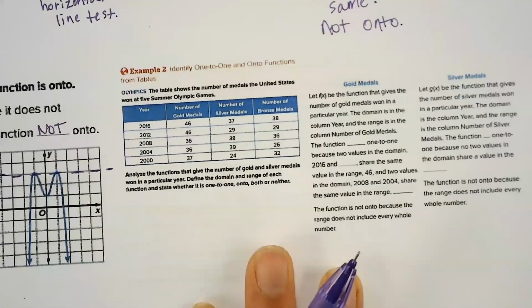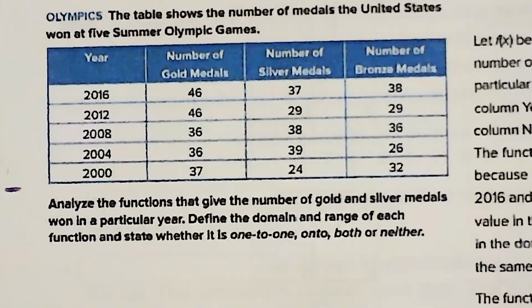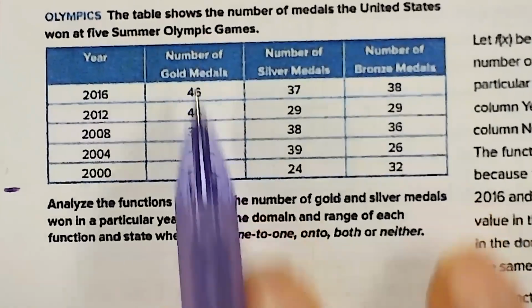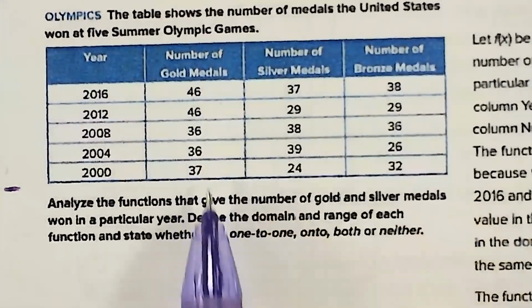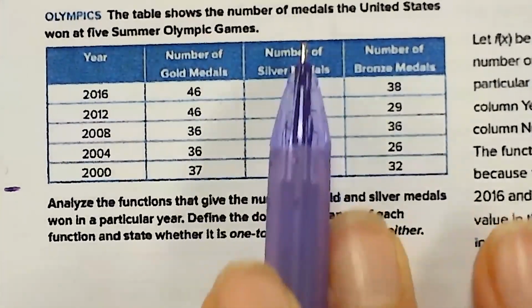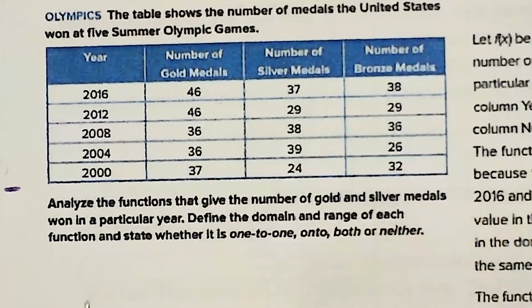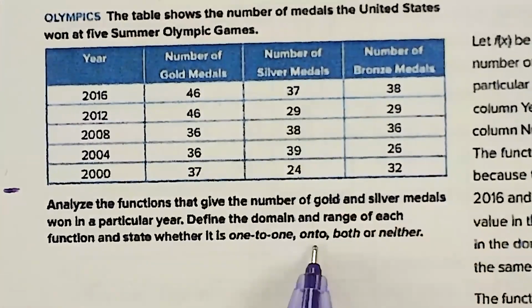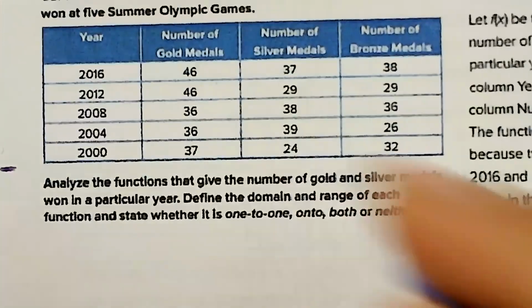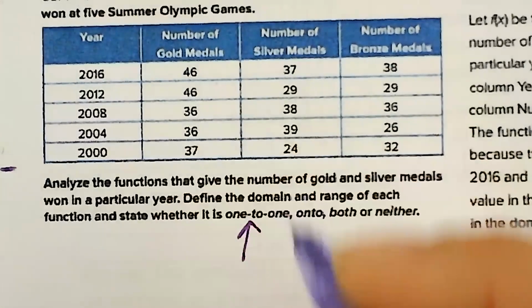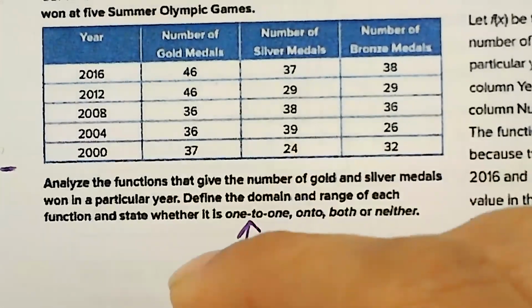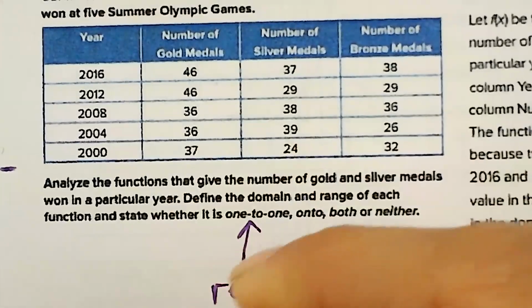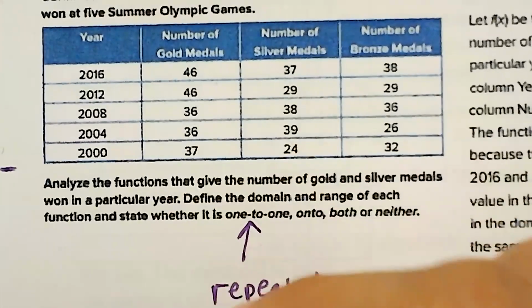Okay, from a table. From a table, it says to look at the table, look at the number of gold medals in these 5 years, and then the number of silver medals, and decide if it is 1-to-1, onto, both, or neither. Now, to look at a table, remember to tell if it's 1-to-1, you're checking to see if there are repeated y values.